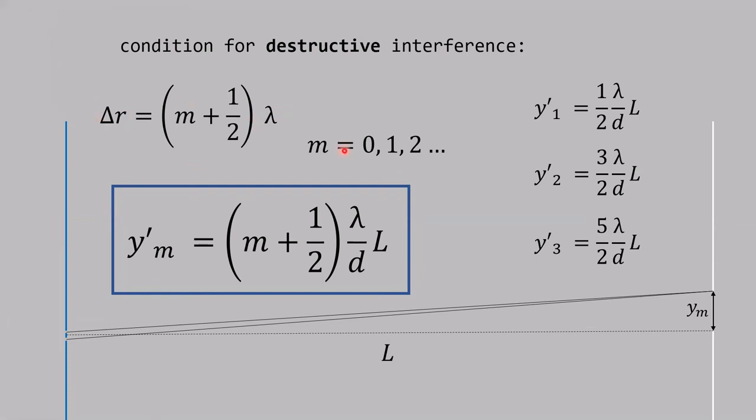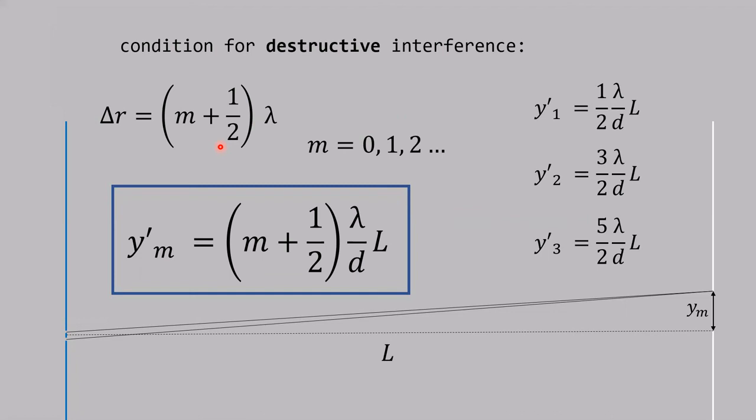And that's what this formula gives you. If you plug in 0, 1, 2, etc. for m, the numbers that come out are 1/2, 3/2, 5/2, 7/2, etc. Or you could say 0.5, 1.5, 2.5, same thing.